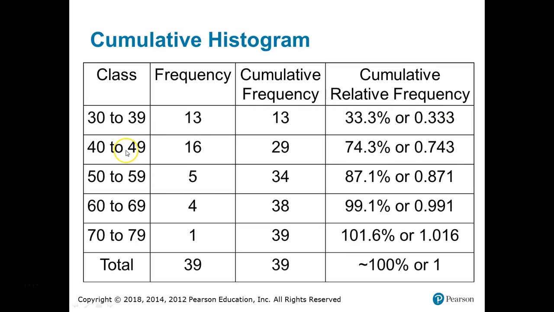Then from 40 to 49, the cumulative frequency is going to be your 16 plus 13, or 29, or 74.3%. The 50 to 59 is going to be your 29 plus 5, or 13 plus 16 plus 5, for 34. So at this point, you have 34 of the total data values that have occurred. 87% plus another 4 is 38, plus 1, 39, and boom, we end up at our 100%. So that is the end of this video, guys. Thank you.